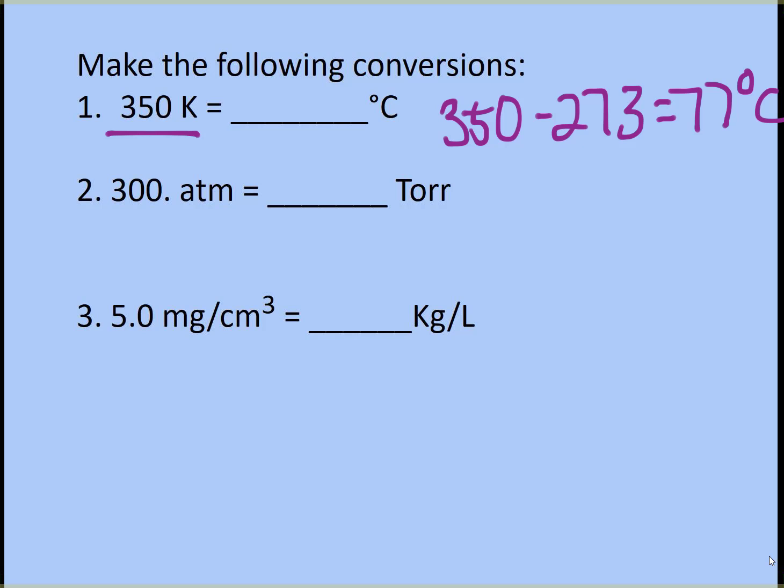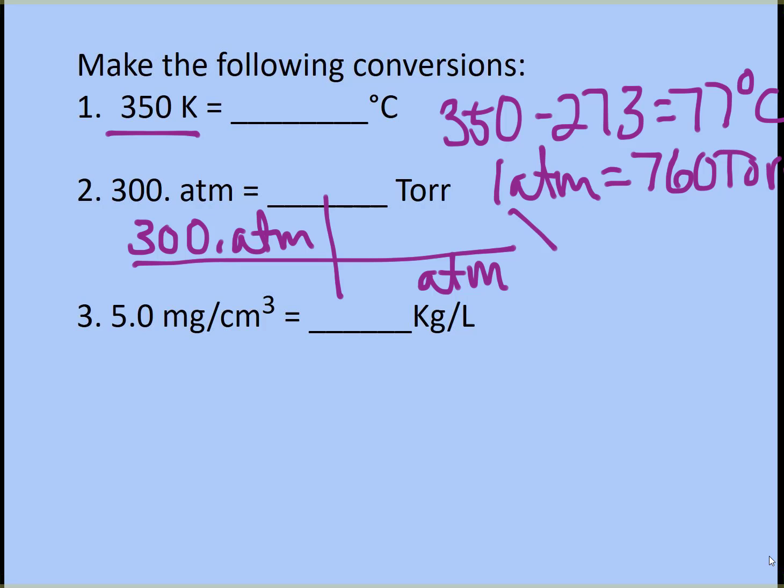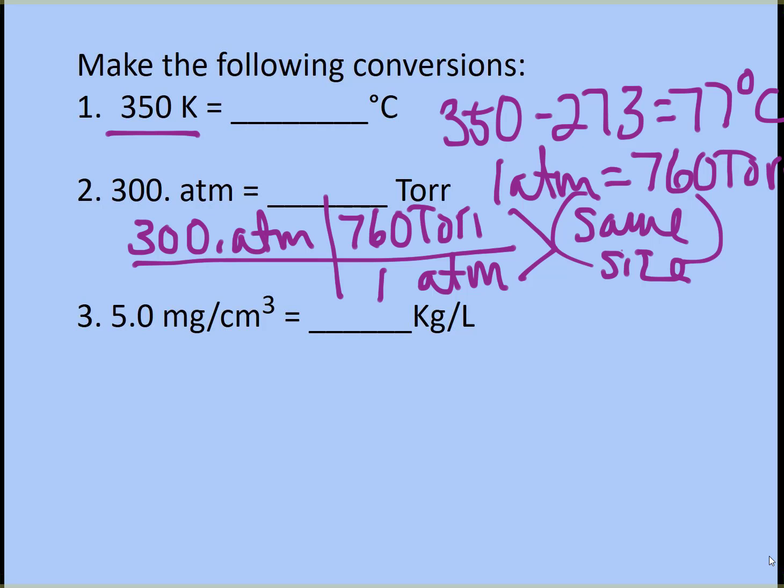Let's do this next one. So I have 300 atmospheres. I know that 1 atmosphere is equal to 760 torr, and that's my conversion factor. Start with the number that you're trying to convert, and I like to use these little boxes. Atmospheres is at the top, so to cancel out atmospheres, I want atmospheres at the bottom. These two values have to be the same size or quantity. They have to be equal to each other. And I know that 1 atmosphere is equal to 760 torr, so this is my conversion factor.